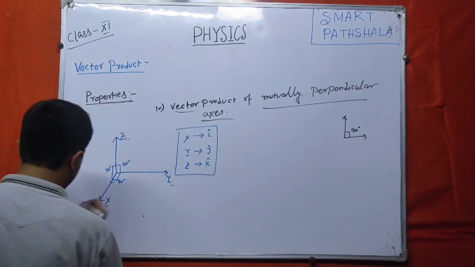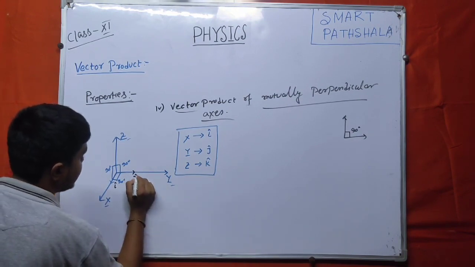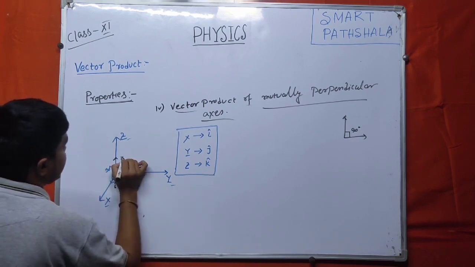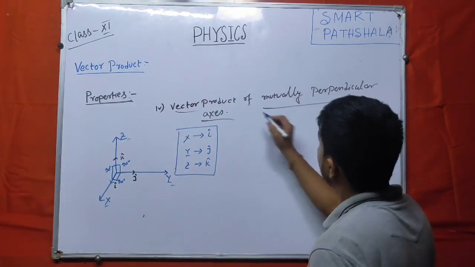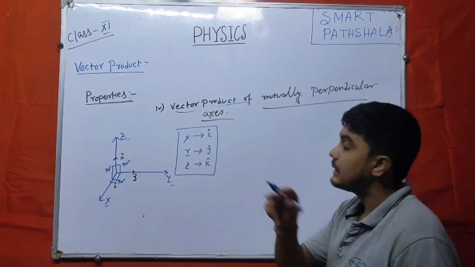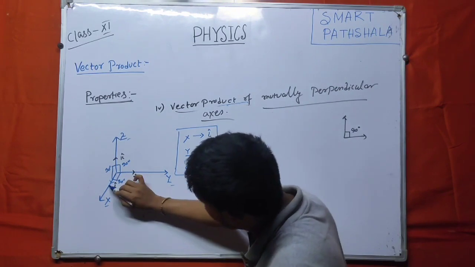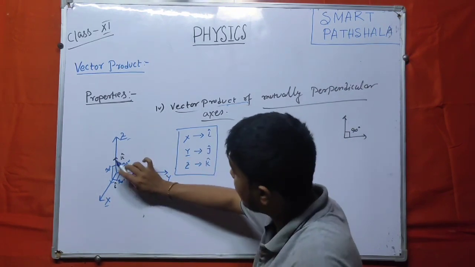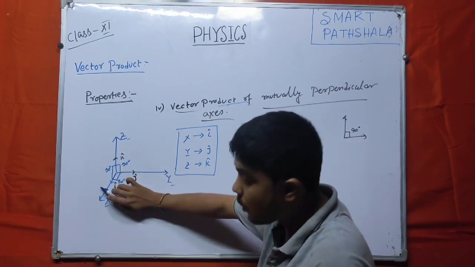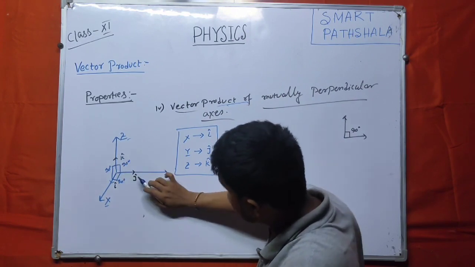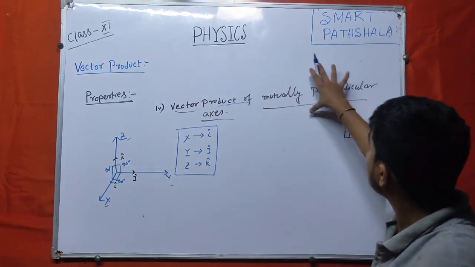That is, along the x-axis it is i cap, along the y-axis it is j cap, and along the z-axis it is k cap. Now, we can find the vector product of mutually perpendicular axis in nine ways. That is, we can multiply i cross i, j cross j, k cross k, then i cross j, j cross k, k cross i, then i cross k, k cross j, j cross i. These are the 9 outputs of the vector product of mutually perpendicular axis.